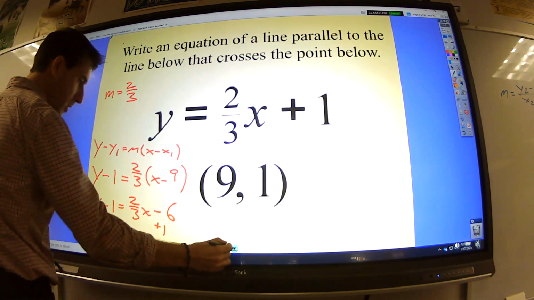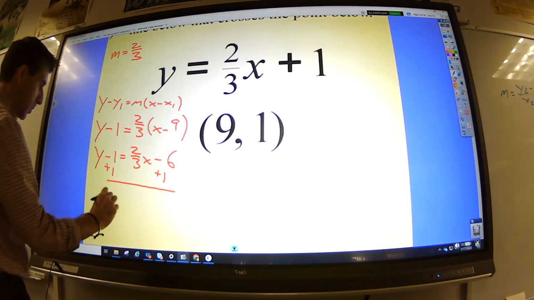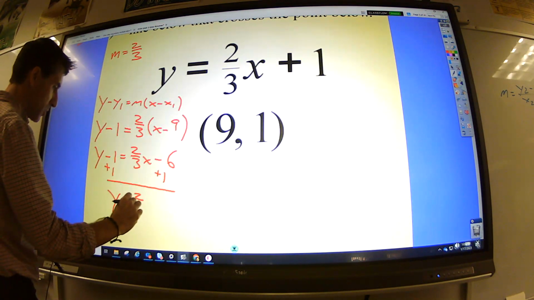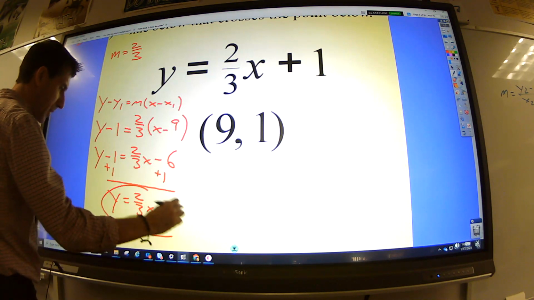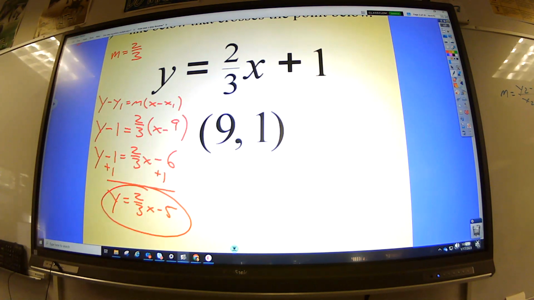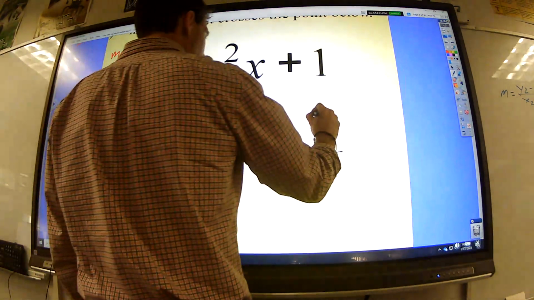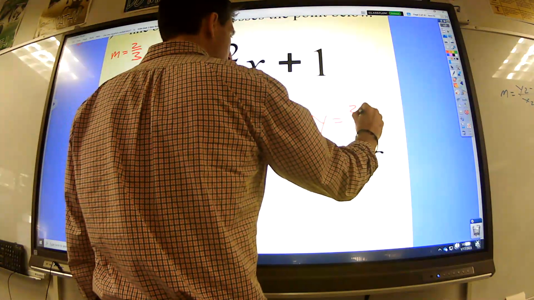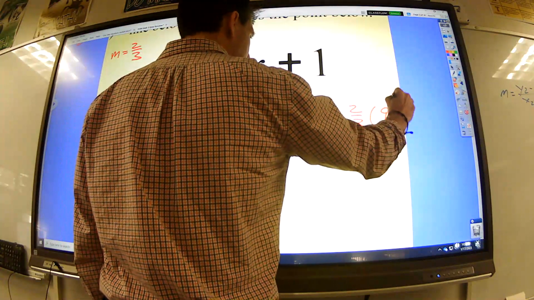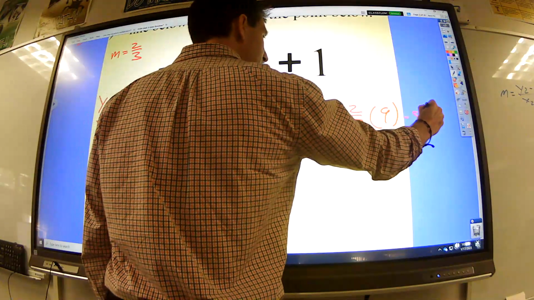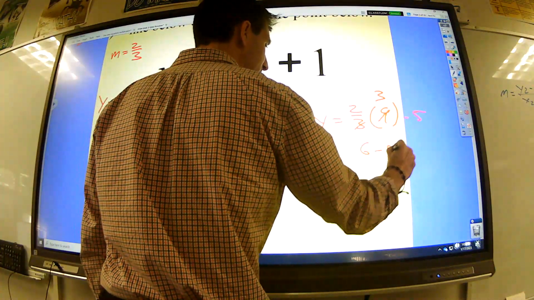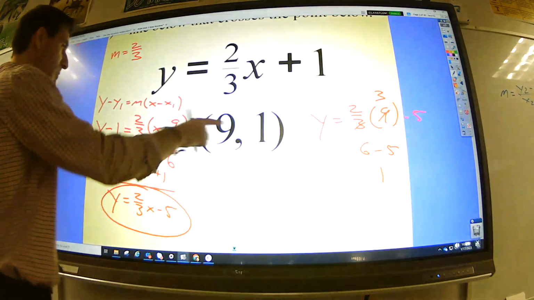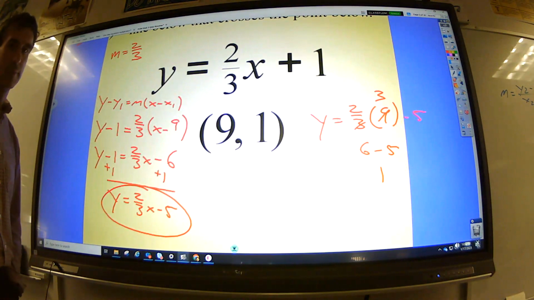Now I'm going to get y equals 2/3 x minus 5. And then you can plug in 9 and 1 to check your answer, right? Plug it in to see if you get it. So we'll say y equals 2/3 times 9 minus 5, 6 minus 5 is 1. Got the 1 for the y.